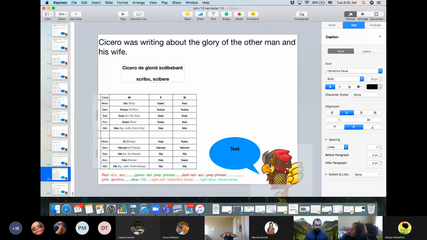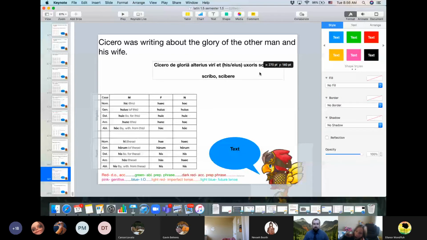So other man, we need alius, but we need it in its genitive. So that is going to be alterius. And that's kind of advanced. But then viri, man in the genitive, of the other man. And his, we don't have the word for his. We'll get it in chapter 11. It's eius. His wife, uxoris. I'll put her in the genitive as well. So it'd be something like this.